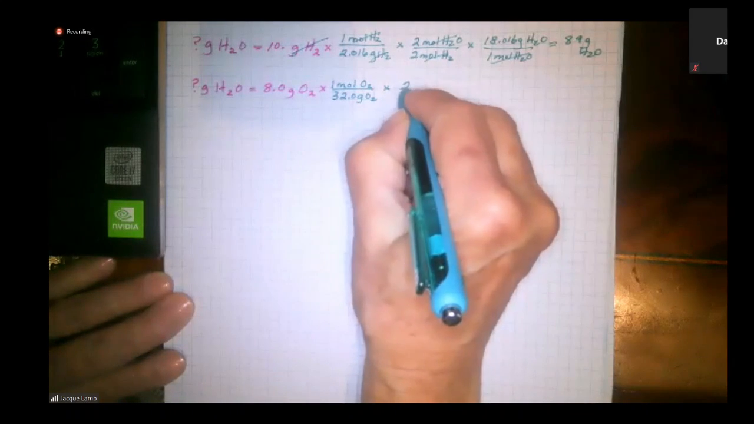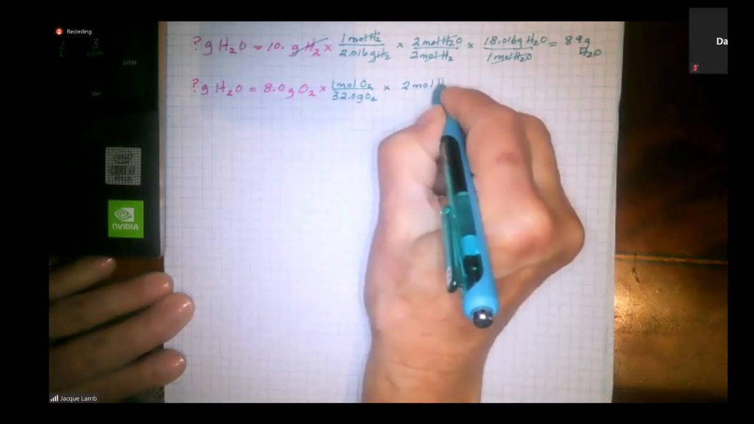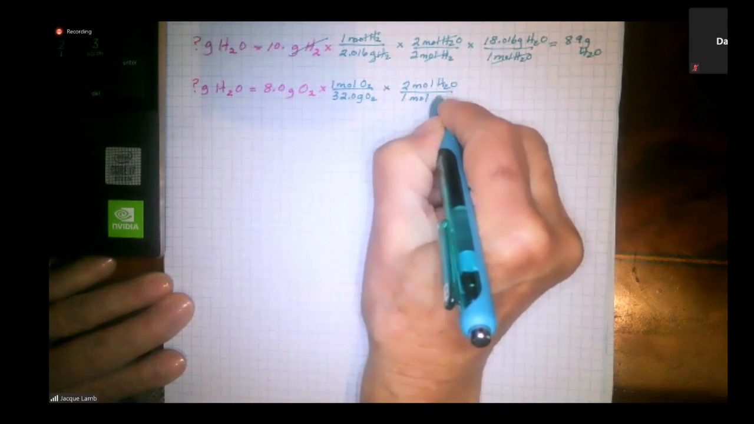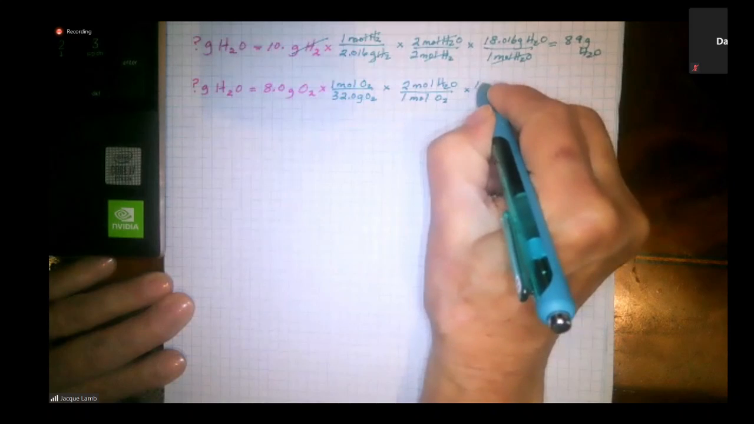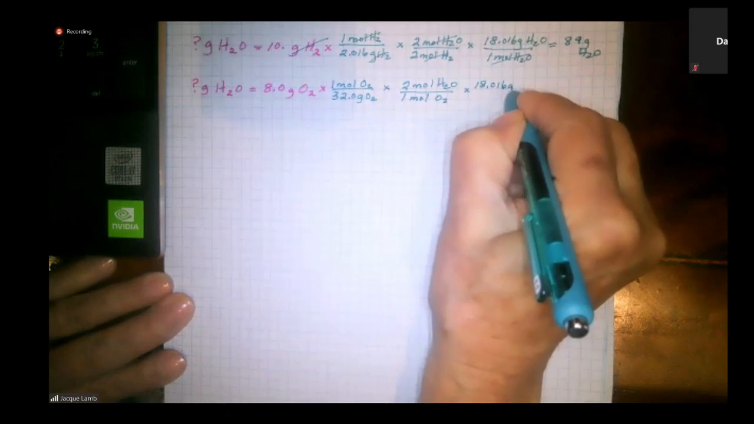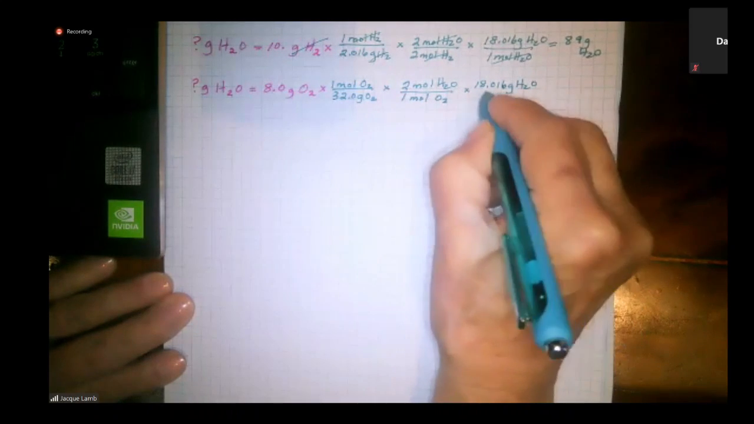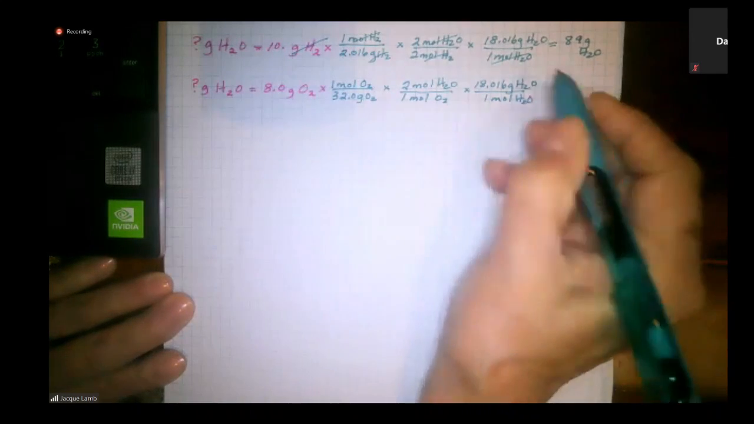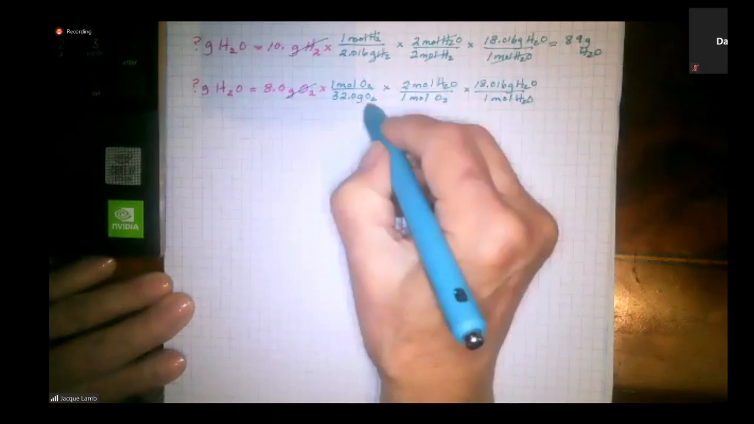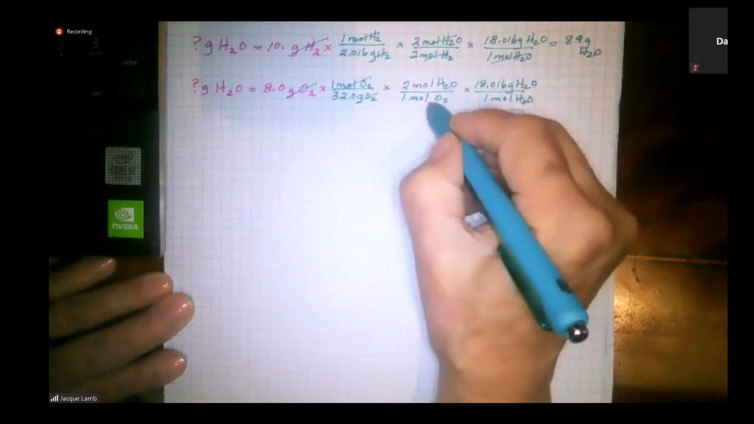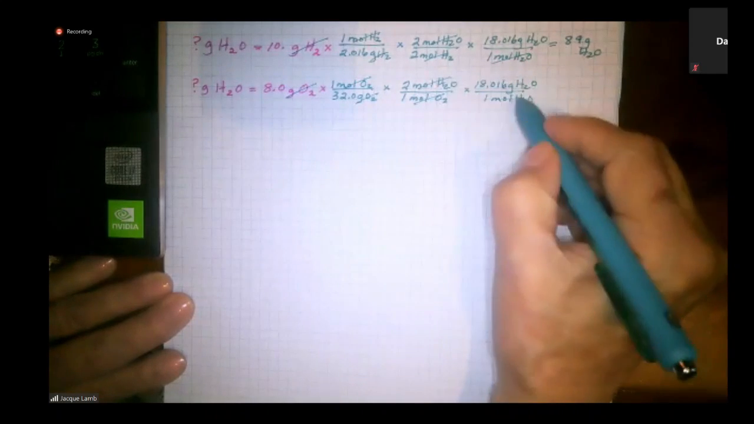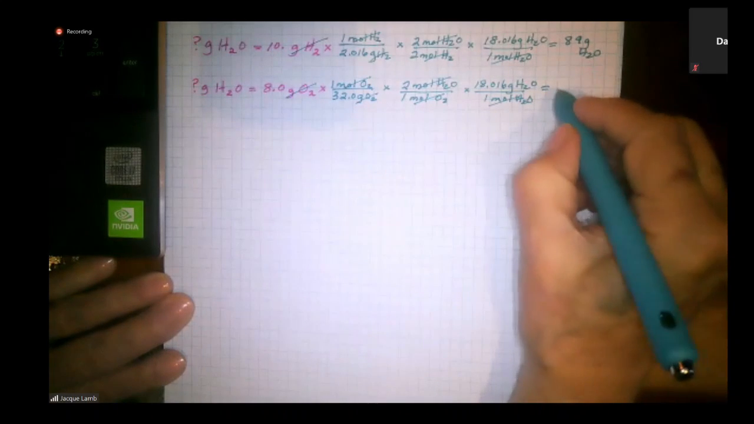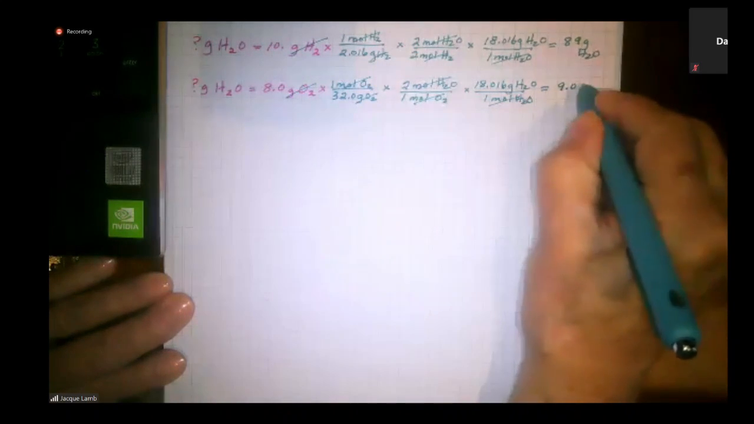So 1 mole of oxygen gas is 32 grams. And I get 2 moles of water for every 1 mole of O2. 18.016 grams of water to 1 mole. And I do like to just check and make sure grams of oxygen cancels, moles of oxygen cancels, moles of water cancels, and I end up with a mass. And in this case, I get 9.0 grams of water.